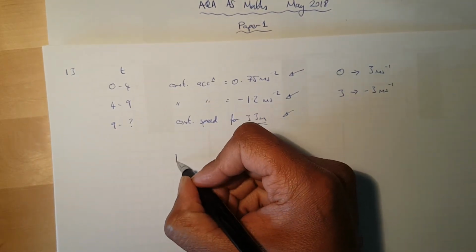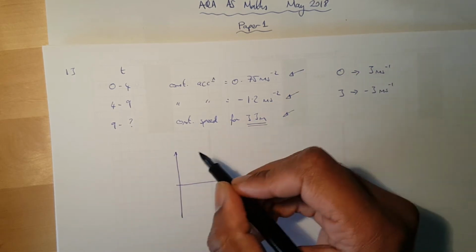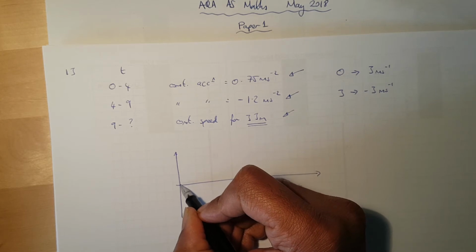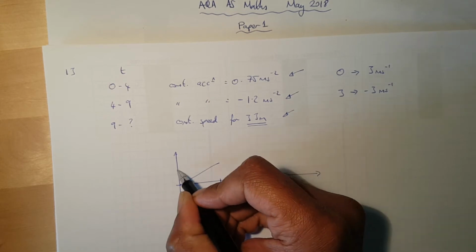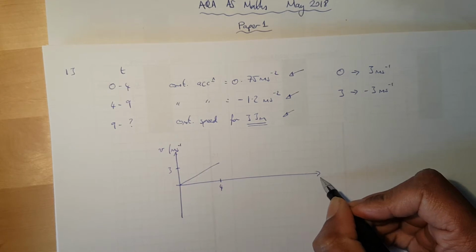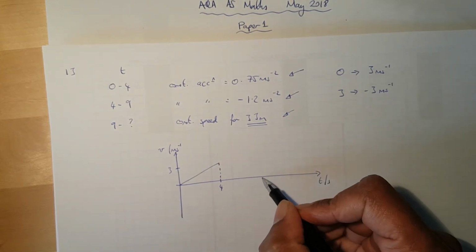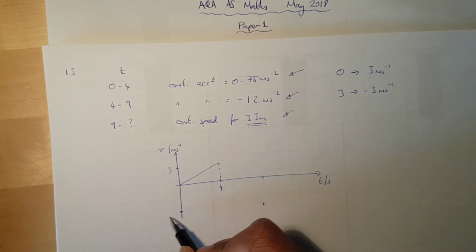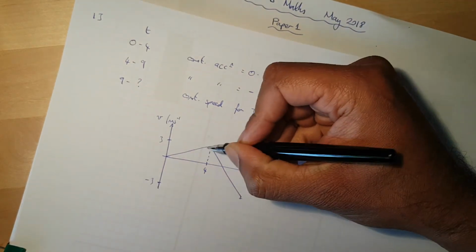So my graph will end up looking something like this, perhaps not quite to scale, but it's going to go between 0 and 3, which will go up like that. So 4 seconds through, I get to 3 meters per second. That's my velocity in meters per second. That's my time in seconds. So I'll get to that point. Then 5 seconds later, I'll get to negative 3, which is down here. And that's dropping a little bit at a higher gradient than that.